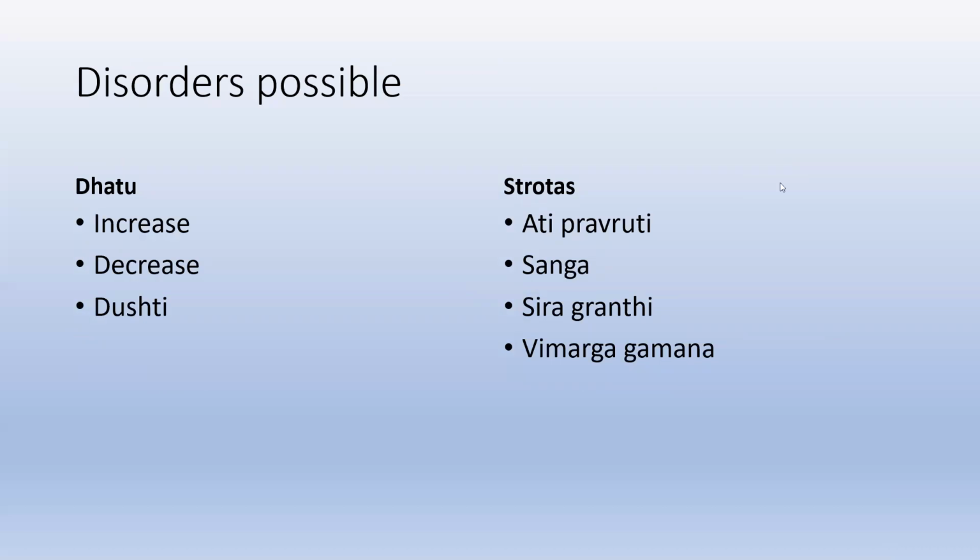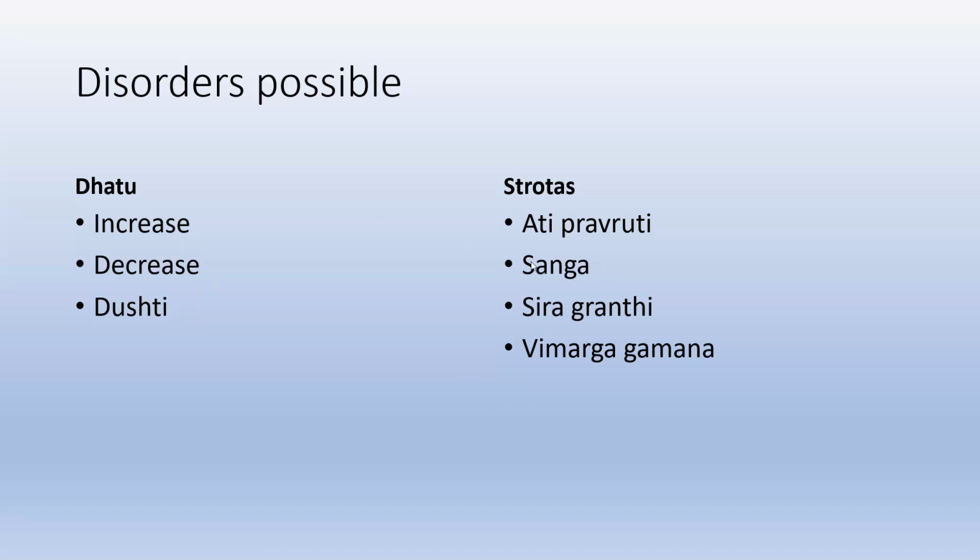Now, this is again repetition because we'll do this over and over again. What are the disorders that are possible? Disorders are possible in the Dhatu, in the Rakta Dhatu. Disorders can happen in the srotas, or the channel. We did a similar thing in the Rasavaha srotas last week. When you think of Rakta Dhatu, this is the actual blood circulating, the red portion of the blood. Dhatu can increase, Dhatu can decrease, meaning too much Rakta, too little Rakta. Dushti is corrupted Rakta. Usually it is a dosha that has entered the Dhatu.